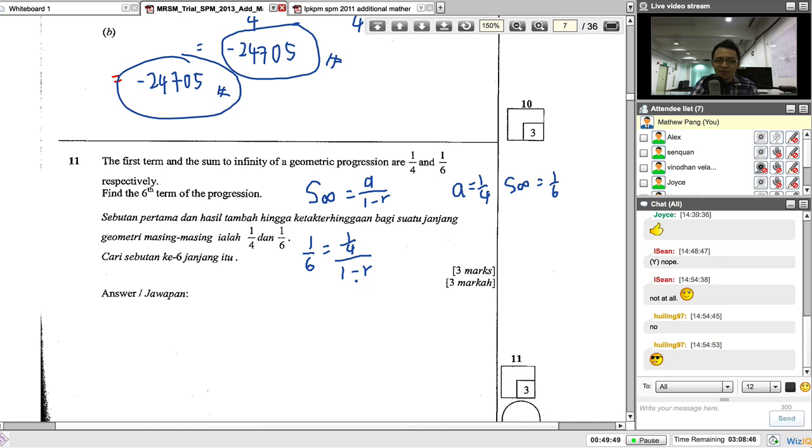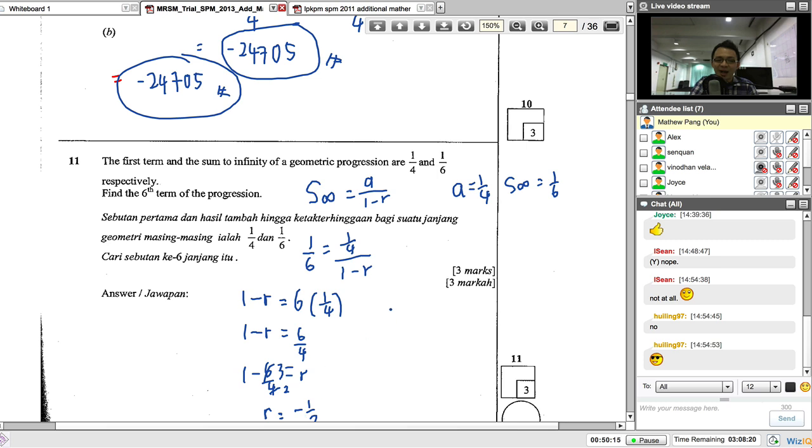Alright, so I'm going to do cross multiply. So this one will be 1 minus r equals to 6 multiply 1 over 4. I hope my cross multiply is correct. This is 1 minus r equals to 6 over 4. So my r is just 1 minus 6 over 4. This can be simplified: 1 is 2 over 2, so it will be negative 1 over 2.